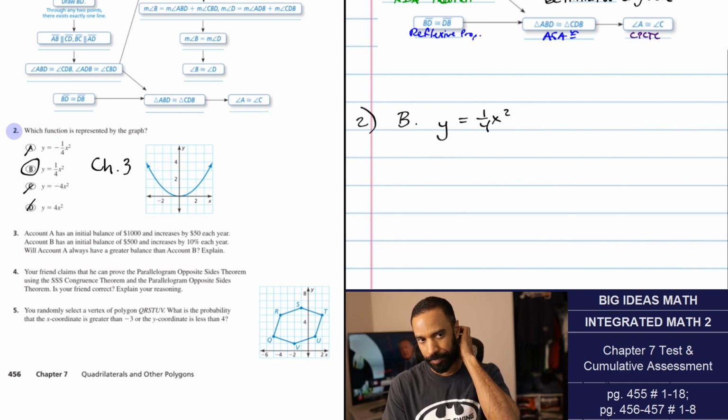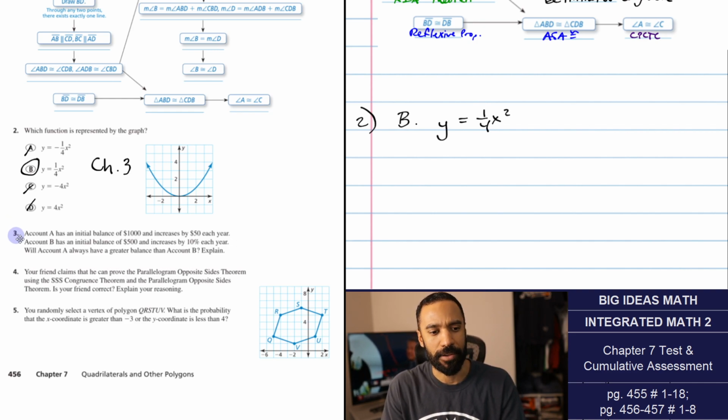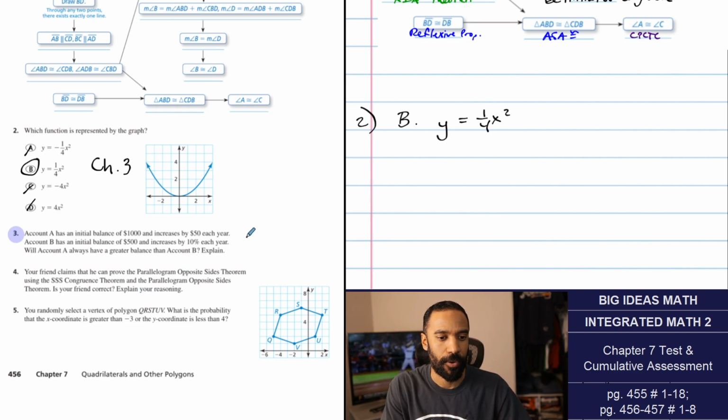That's all. Number 3: Account A has an initial balance of $1,000 and increases by $50 each year. Account B has an initial balance of $500 and increases by 10% each year. Will account A always have a greater balance than B? Explain. I think this is out of chapter 1. Now, I was going to say specifically what section.